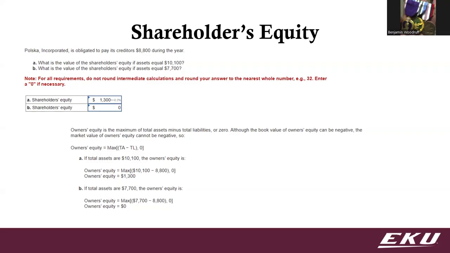If we made 7,700, I mean, we're bankrupt, right? We couldn't pay off our creditors. We have no money. But my equity is zero. It's not a negative number, right? Again, limited liability. You don't have the right to come after me.